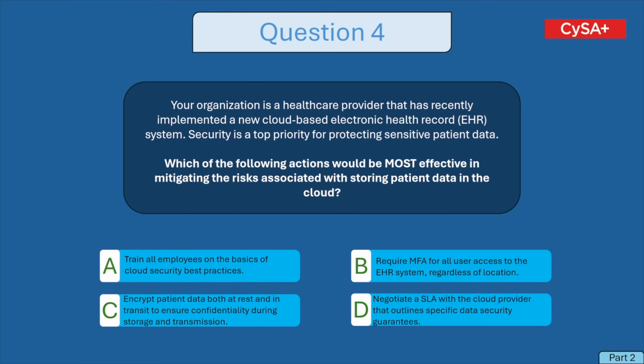Question 4. Your organization is a healthcare provider that has recently implemented a new cloud-based electronic health record system. Security is a top priority for protecting sensitive patient data. Which of the following actions would be most effective in mitigating the risks associated with storing patient data in the cloud? A. Train all employees on the basics of cloud security best practices.